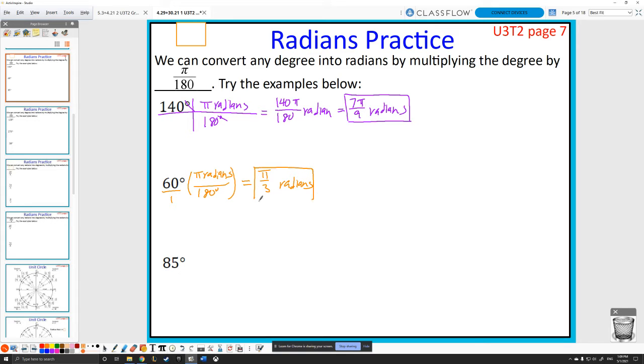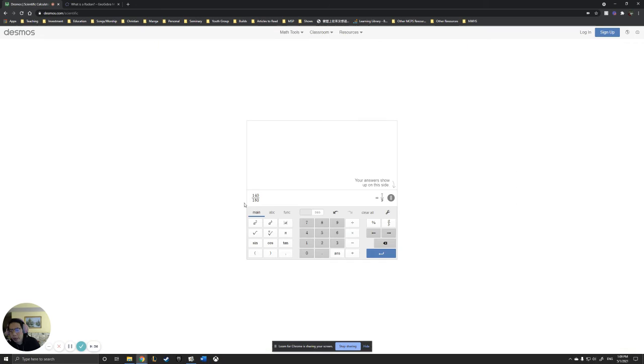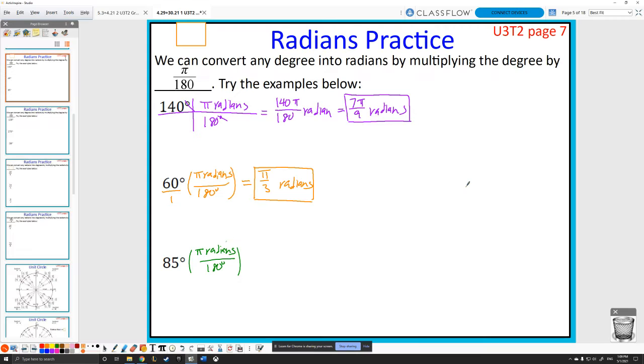I'm not showing the calculated portion because this should be pretty straightforward reducing, right? 6 goes into 18 3 times. Last is pi radians over 180 degrees. Okay, 85 over 180. I can't do that off the top of my head, so I'm just going to go ahead and do this. But again, using this convert to fractions, I got 17 over 36.